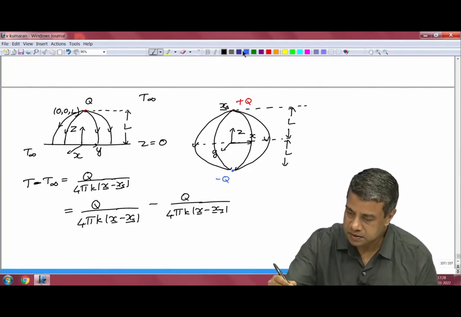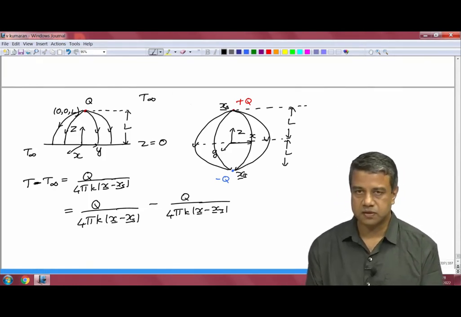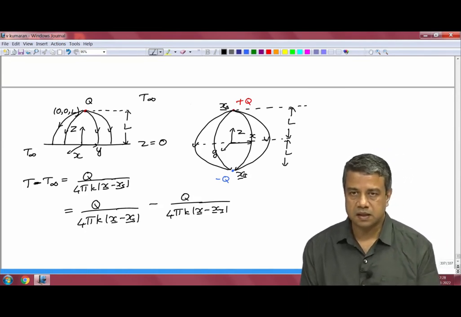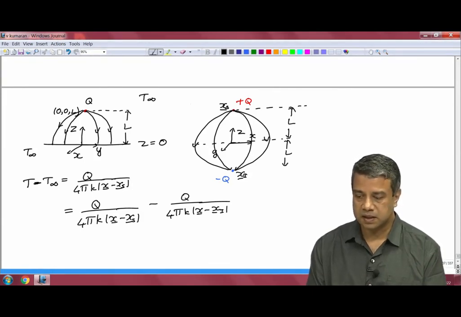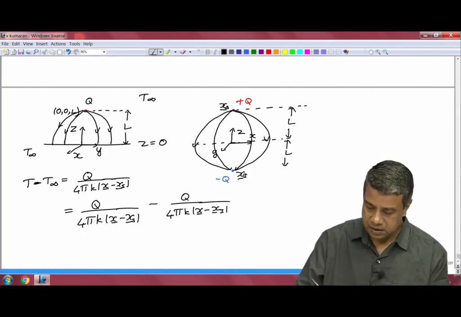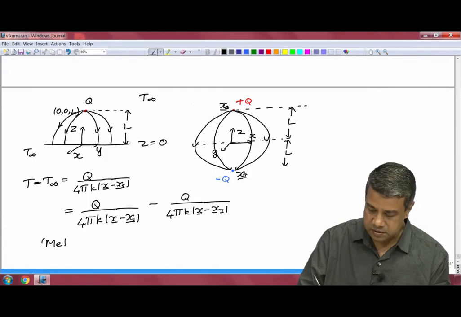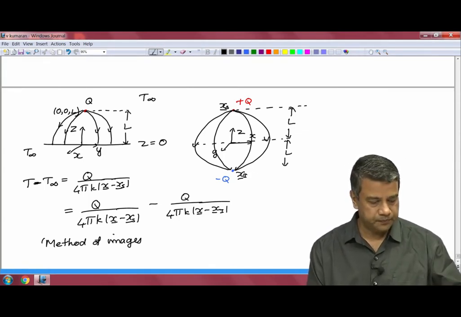Where this is the image location, it is called the image. It is the image location placed symmetrically with respect to the source location, so that even though there is no boundary, the boundary conditions that are to be satisfied at the physical boundary are satisfied by this combination of source and sink. And this goes by the name of method of images.